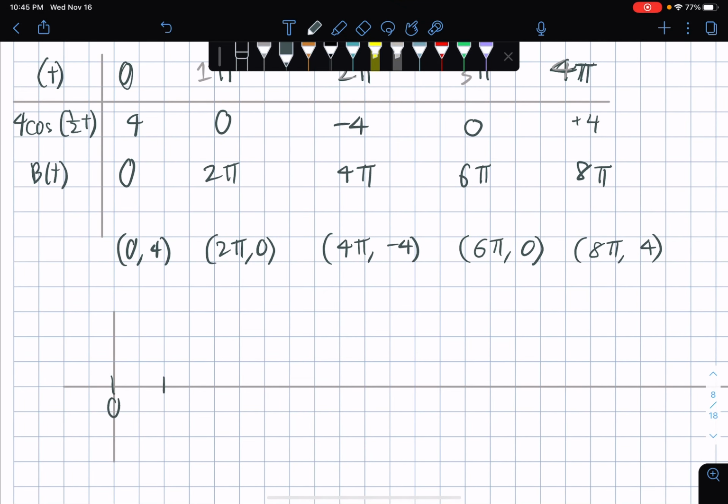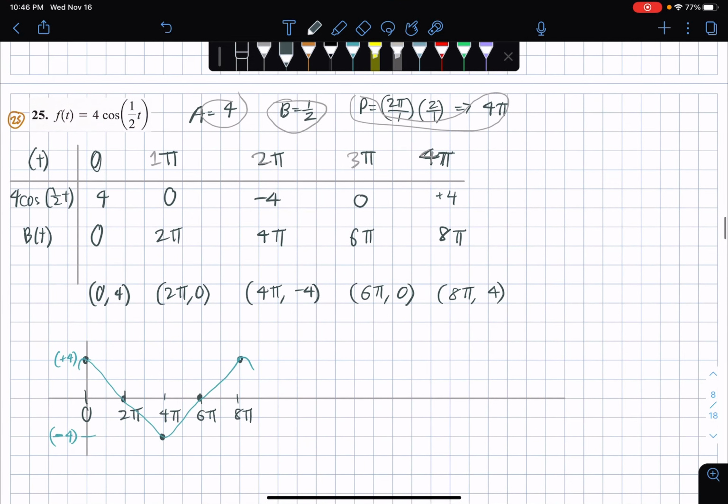So point of origin 0, 2 pi, 4 pi, 6 pi, 8 pi. And right now we have the amplitude 4. So above sea level we have positive 4. Below sea level we have negative 4. 0, 4, 0, 2 pi, negative 4, 4 pi. So we have something like this, and if we write a curve, we get something like this. That's number 25. Number 26.